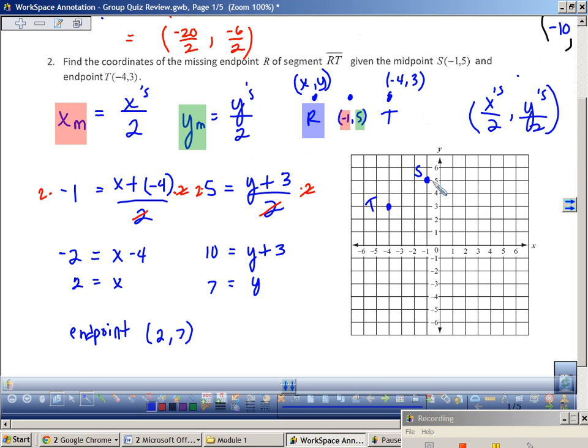So where do you think the other point is? If I can get from T to S, can't I get from S to the question mark? How could I do it? You can't get there from there? Whoa! Okay, so count it out for me. How far do I have to rise, and then how far do I have to run? Can you find that coordinate for me? 2, up how many? 7. What do you think? This one's easier, right? Okay, good.